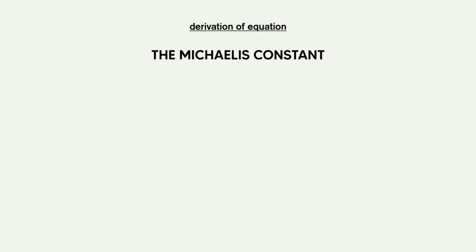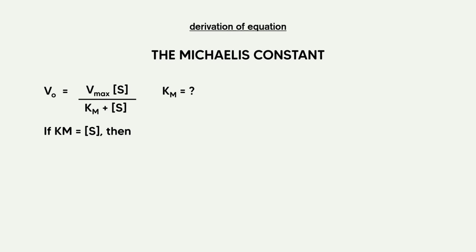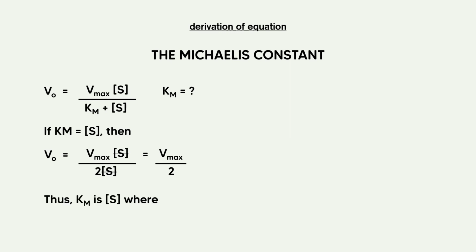Now let's talk about the term Km. If we assume that Km is equal to the substrate concentration and substitute that into our Michaelis-Menten equation, we will end up with Vmax over 2. So Km is defined as the concentration of the substrate when the reaction speed is at half of the Vmax.